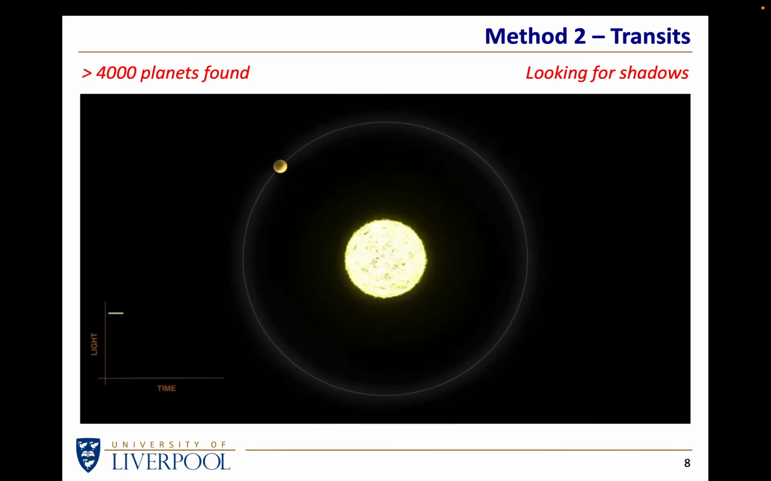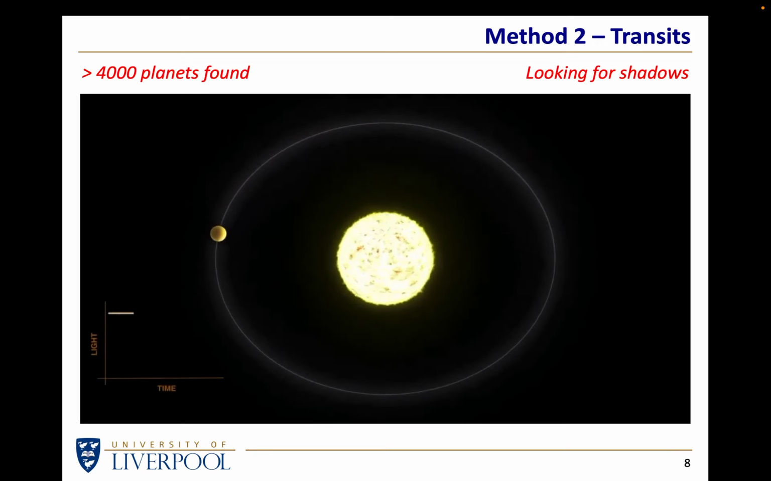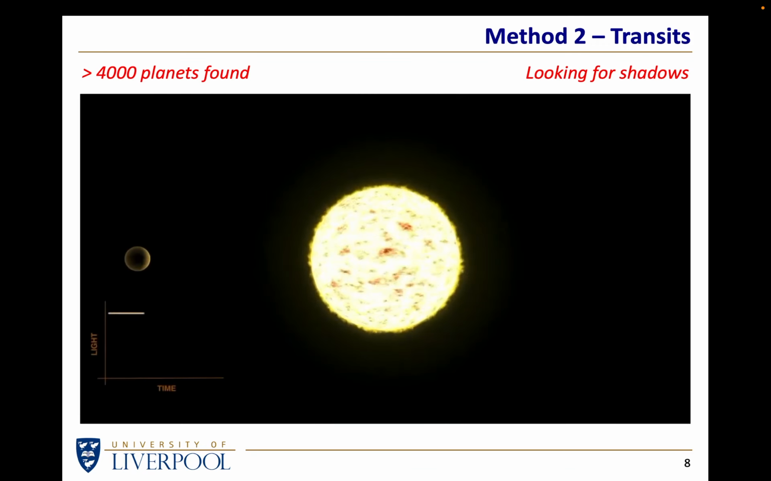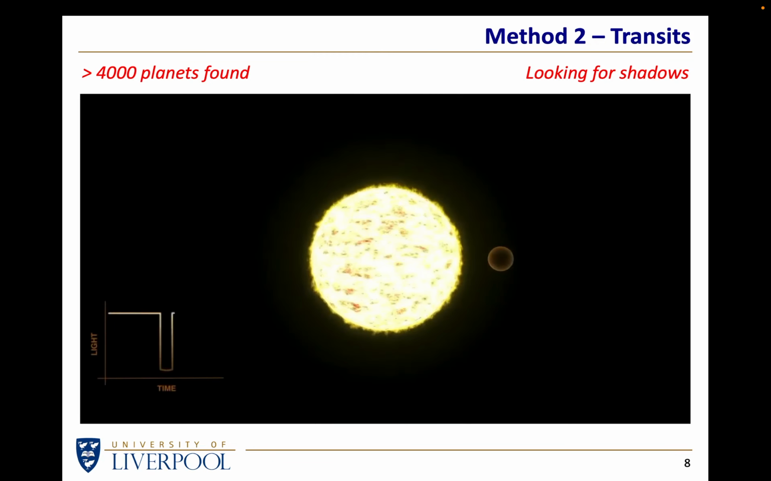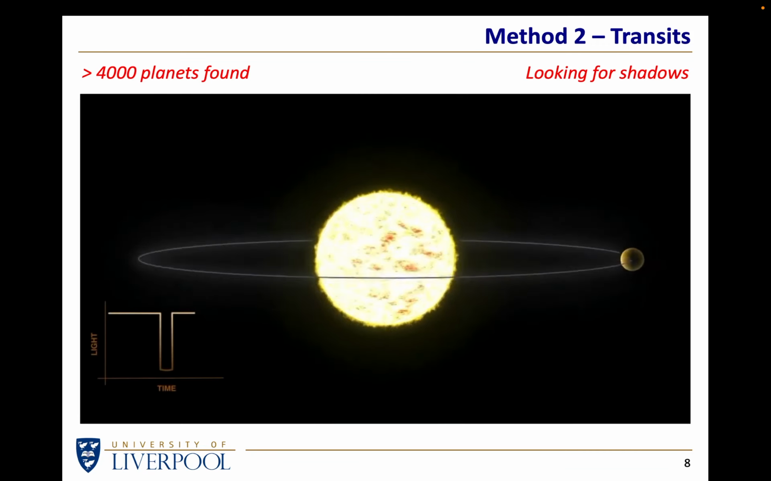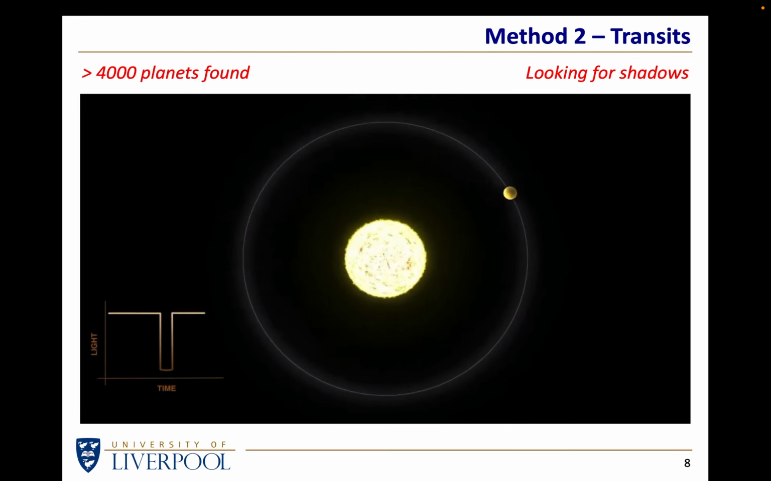Second method. If we've got a solar system edge on, then it's possible that the planet will move in front of the disk of the distant star and block some of the starlight. The amount of starlight that's blocked will depend on how big the planet is, not in terms of its mass. In the previous technique, the mass of the planet will determine how much the star wobbles. In this case, it's the physical size, the diameter of the planet, that will determine how much of the light from the star is changed.